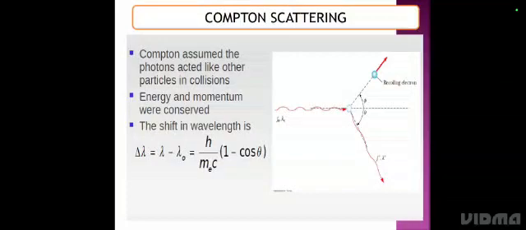Lastly, Compton scattering. Compton assumed the photons acted like other particles in collisions. Energy and momentum were conserved. The shift in wavelength is Δλ = λ − λ₀, which is equal to h/(m₀c) (1 − cos θ).